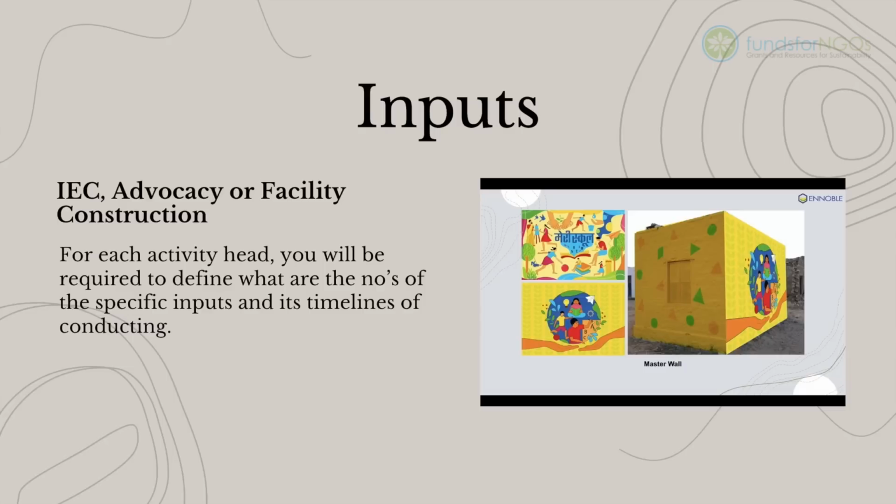Also, for each activity head, you will be required to define the numbers of the specific inputs and the timelines of conducting them. As you may have noticed in the logic model, for each indicator of input, you are required to give a corresponding indicator of the other 3: outputs, outcomes, and impact. Let's learn this in the next few slides.